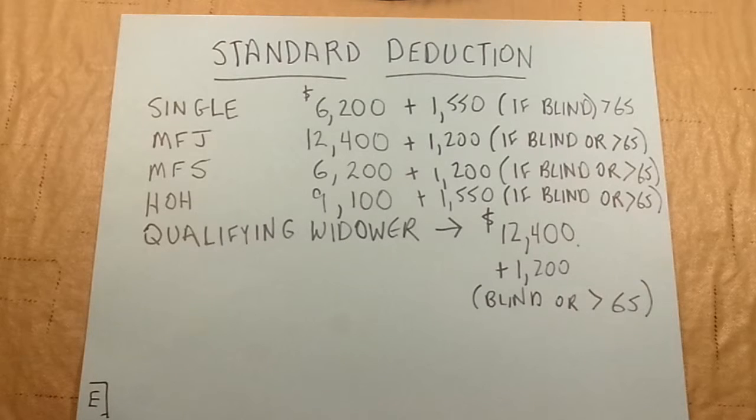Then, if a person's blind or over 65 and they're single, you add $1,550. If a person's blind or over 65, you add $1,200 to married filing jointly, $1,200 to married filing separately, and $1,550 if the person is head of household. Now, one thing about married filing jointly, if both spouses are blind or both spouses are over 65, you'd actually add $2,400, not $1,200. For a qualifying widower, the standard deduction is $12,500, and if the person is blind or over 65, you would add $1,200 to their standard deduction.